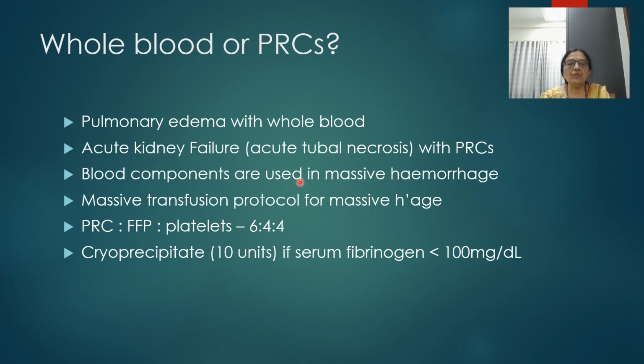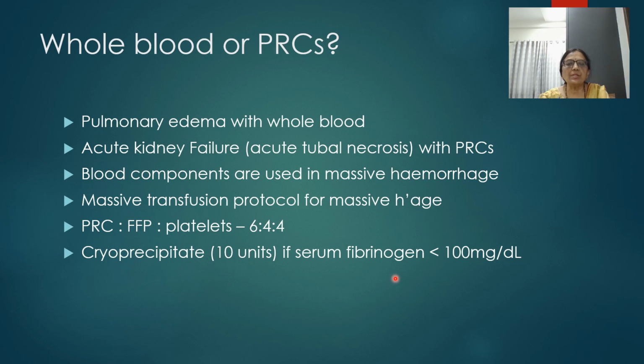Whenever there is a massive hemorrhage, what we initiate is called a massive transfusion protocol. Each obstetric unit should have its own massive transfusion protocol to which the blood bank is sensitized. If you say you need massive transfusion, that is, you initiate the massive transfusion protocol, you don't have to order separately. That itself indicates that you need 6 PRCs, 4 FFPs, and 4 platelets. This is the usual effective proportion rather than 4 is to 4 is to 4. If it is used as 6 is to 4 is to 4, the end result is said to be better.